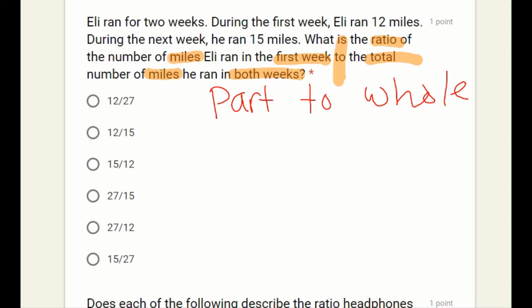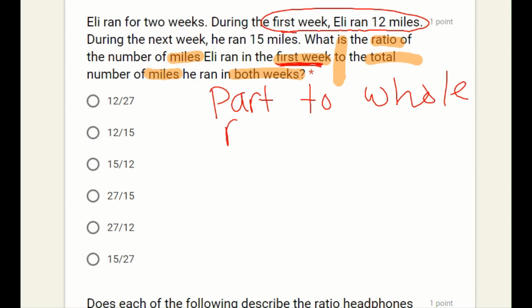And this is a part to whole ratio because the first part is the first week and the second part of the ratio is the total number of miles. So we have the part for the first week, which says the first week Eli ran 12 miles. So I need to write my ratio first.